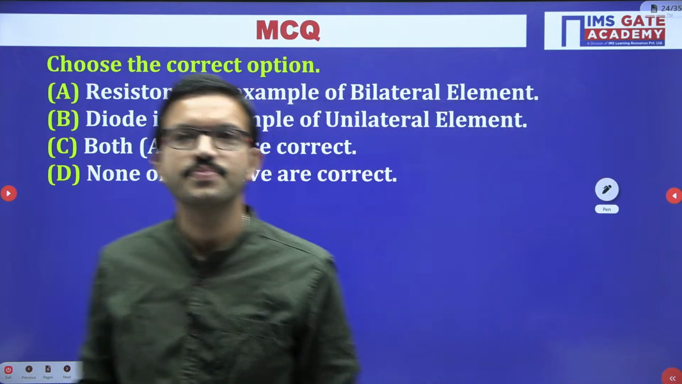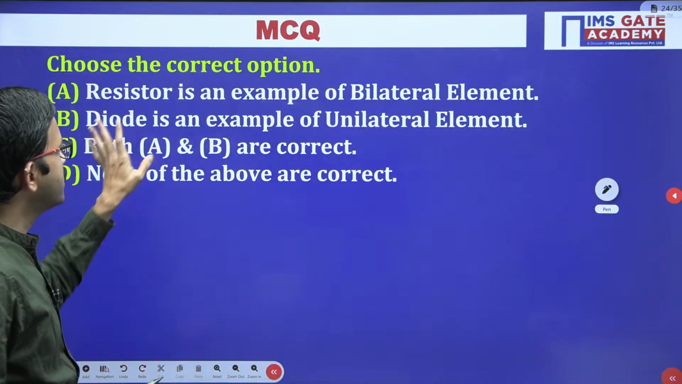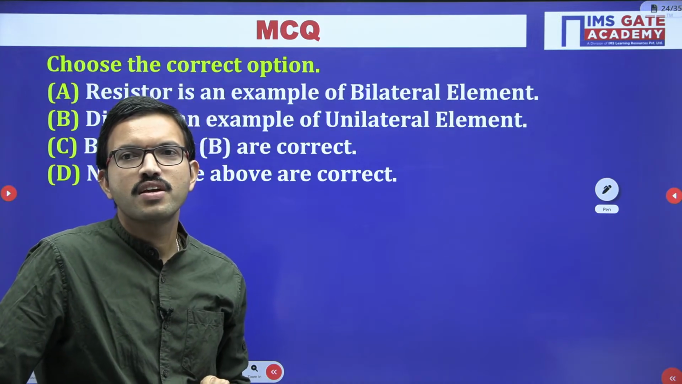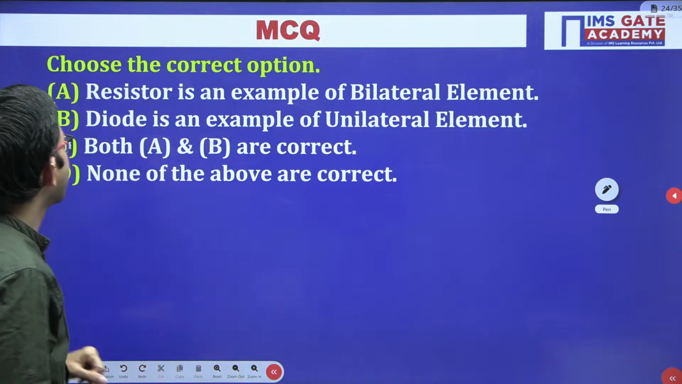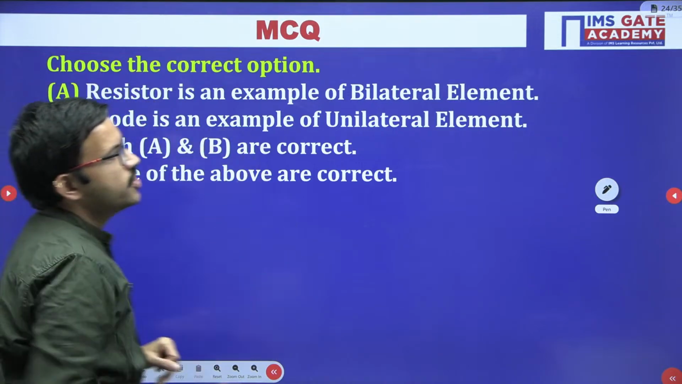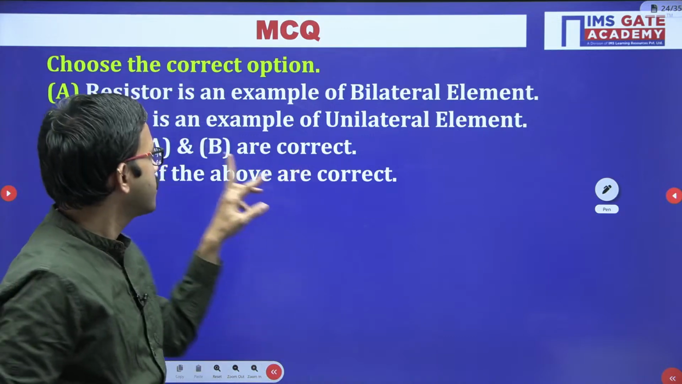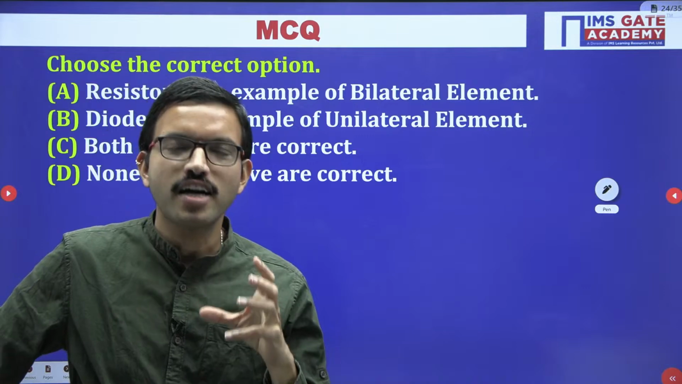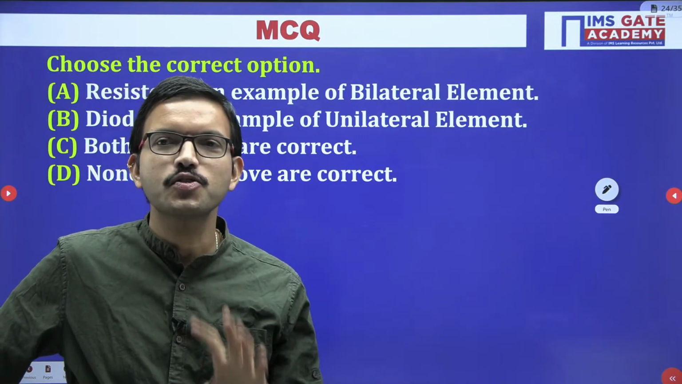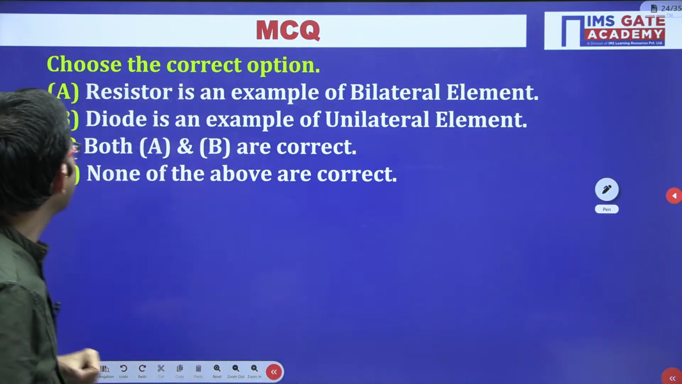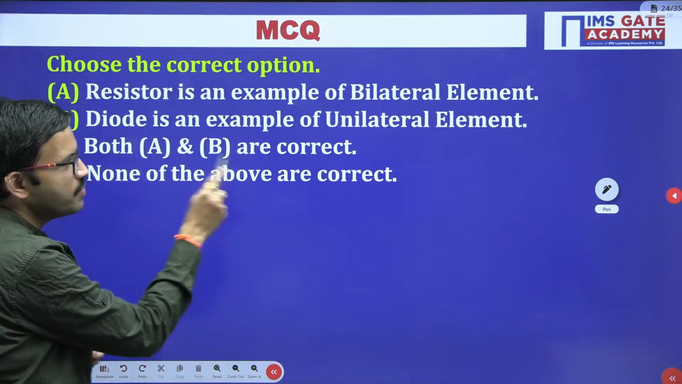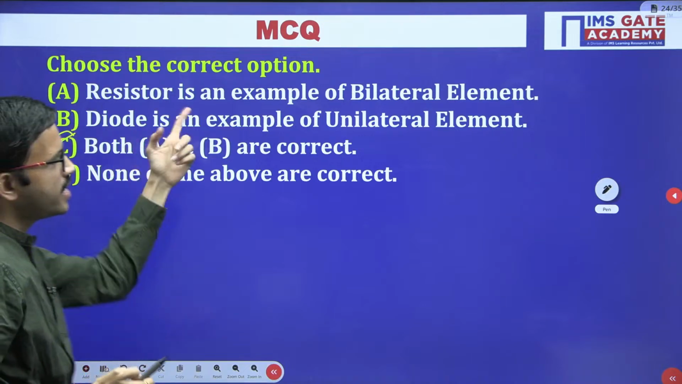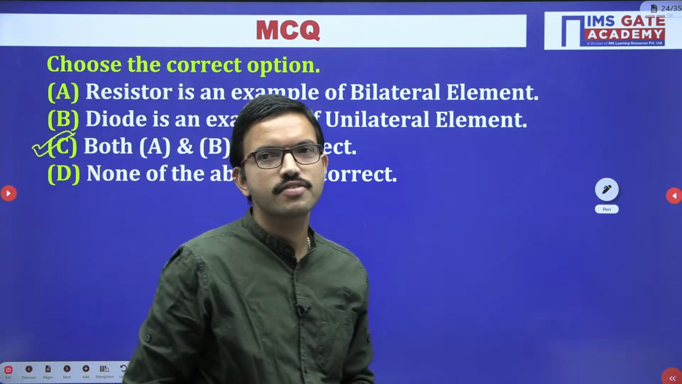Any guess? You can observe here, resistor is an example of bilateral element. Yes, it is correct. Diode is an example of unilateral element. Yes, that is also correct. Now just observe, since I have mentioned only one option is correct, you have to choose the option smartly. Now read option C: both A and B are correct. Yes, this is the correct option. Since A and B both are correct, the correct answer for this one is option C.